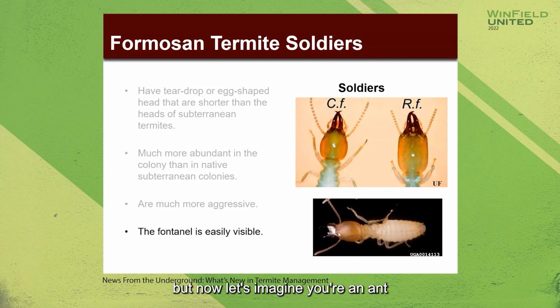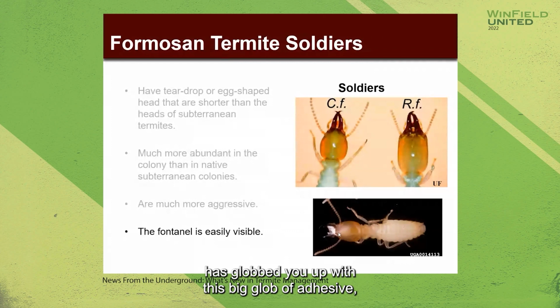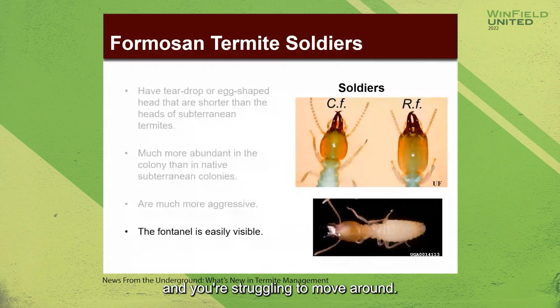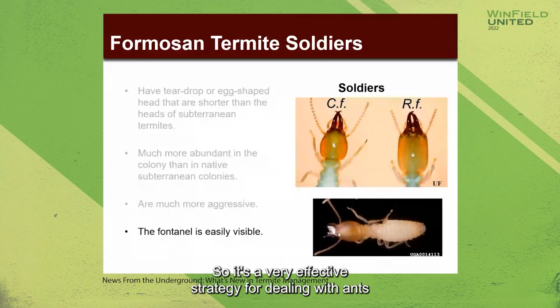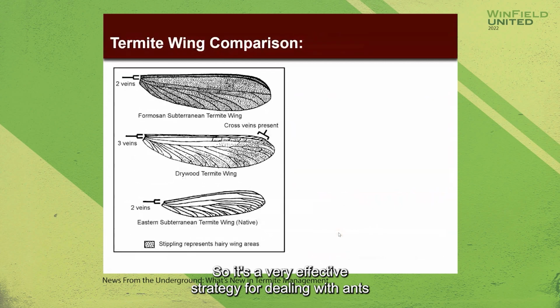But now let's imagine you're an ant, and ants happen to be the major natural enemy of subterranean termites. So now you're an ant, and one of these soldiers has globbed you up with this big glob of adhesive, and now another one does it to another part of your body, and you're struggling to move around. Well, the next thing that's going to happen is that other soldiers are going to come up and start tearing you apart, legs and antennae and mandibles and everything, to shred you. So it's a very effective strategy for dealing with ants that raid their colony. So that's how you determine the difference between Formosans and our native subs in terms of soldiers.